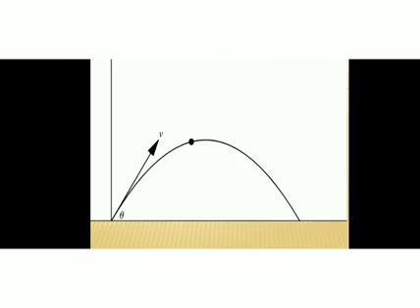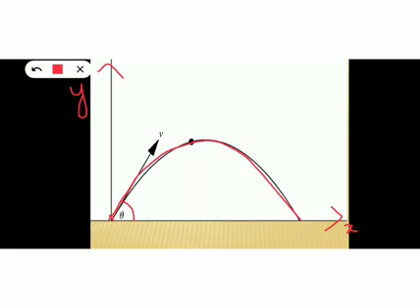So what are the important characteristics of a projectile motion? Here on the screen you can see a graph. This is the x-axis, this is the y-axis. Now this is a projectile. This is the object, and the object has been projected at a certain angle theta with respect to the ground. This is the angle theta, and this is the path of the projectile, a parabolic path.